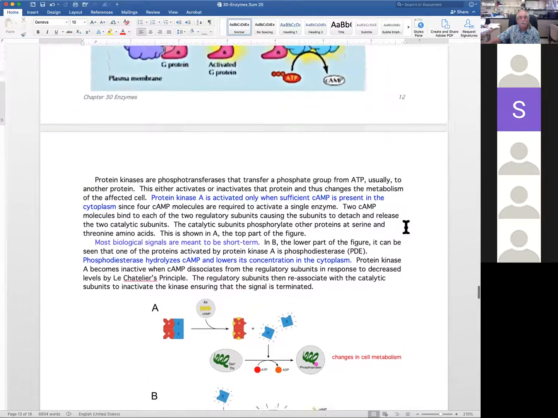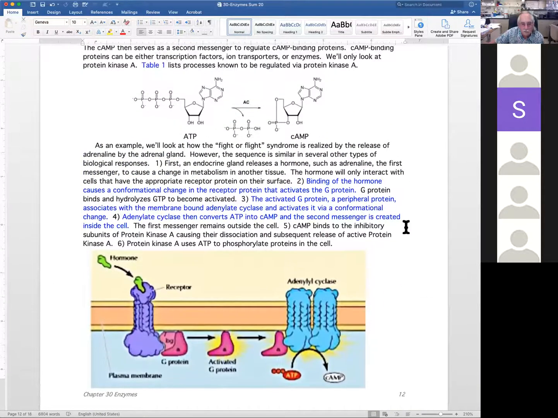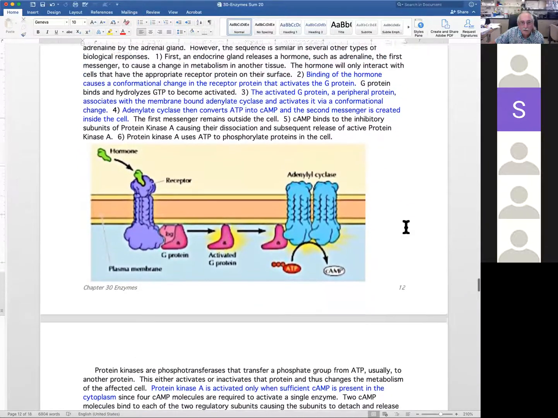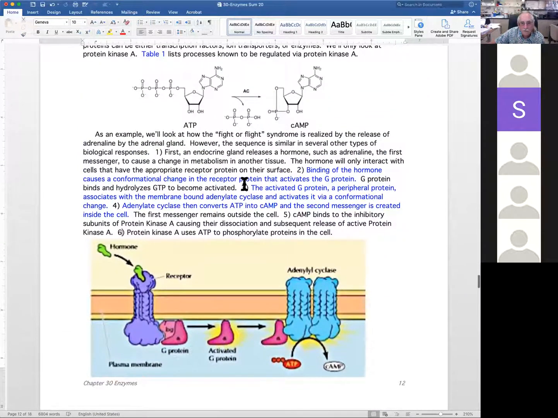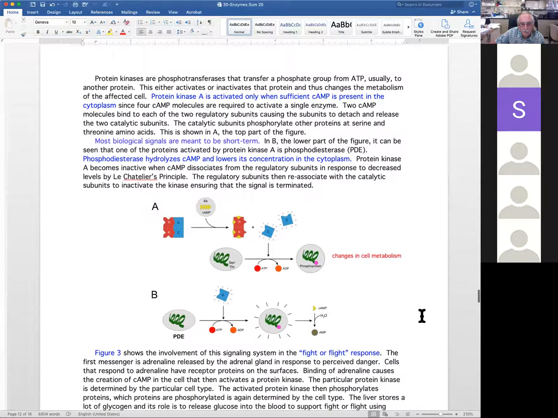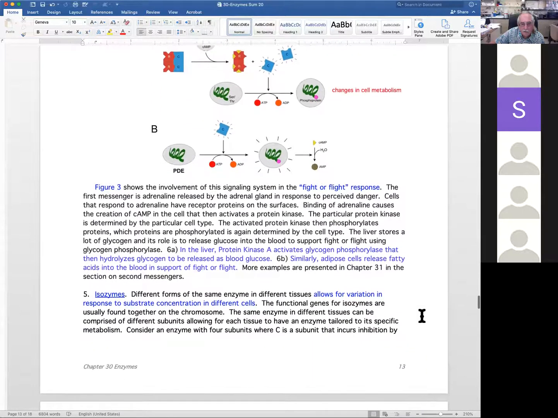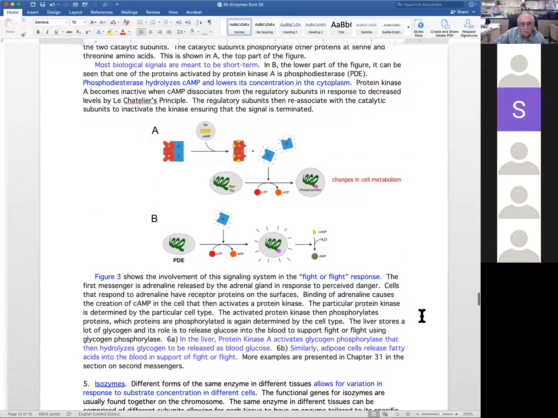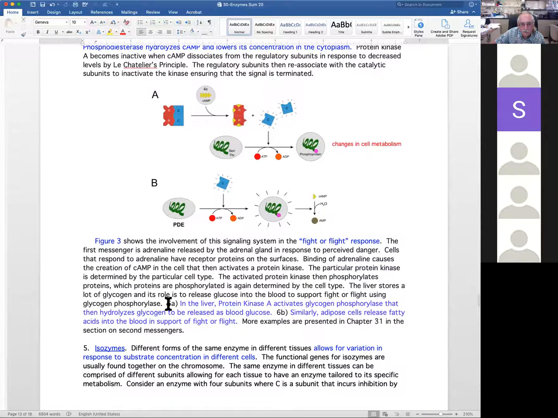Okay. Let's see. 1, 2, 3, 4, 5, 6. How come I'm saying this is 6? I don't know. Later on I have to look to make sure that makes sense. So questions about that? Figure 3.